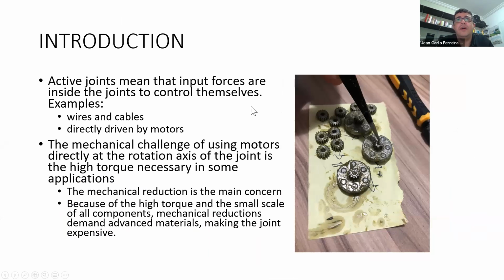What does active joint mean? Active joints mean that input forces are inside the joints to control themselves. The joints can be run by wires and cables or directly driven by motors. The mechanical challenge of using motors directly at the rotational axis of the joint is the high torque necessary in some applications. The mechanical reduction demand is a concern because of the high torque and the small scale of all components. Mechanical reduction demands advanced materials, which make the joint expensive.